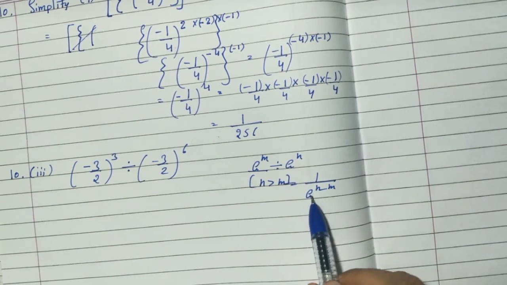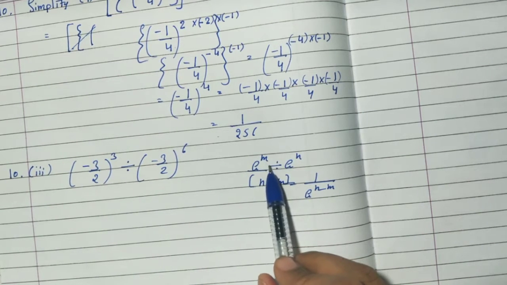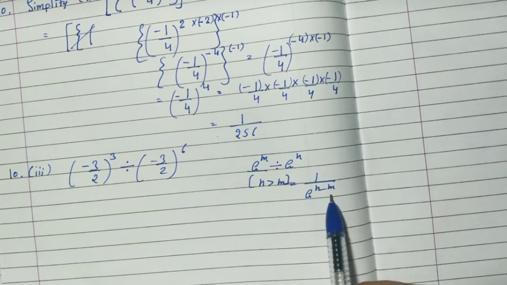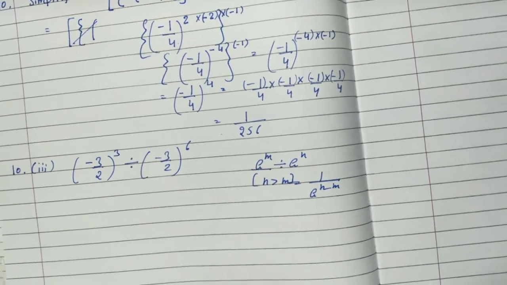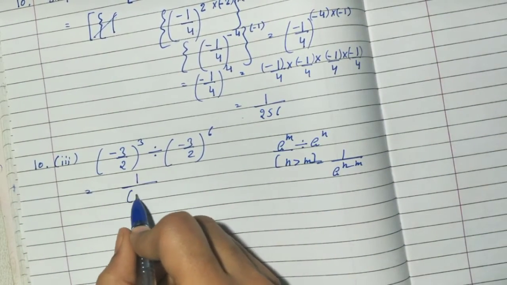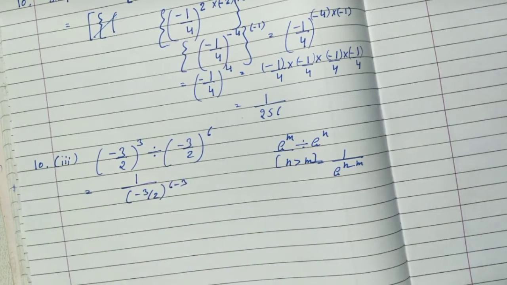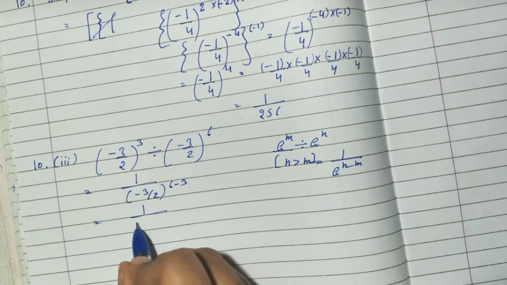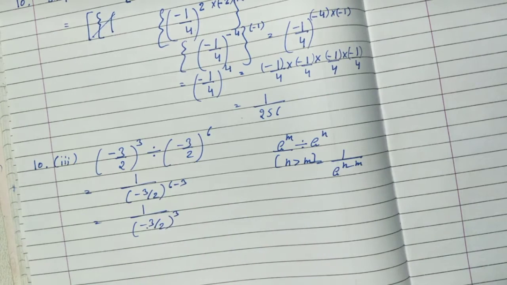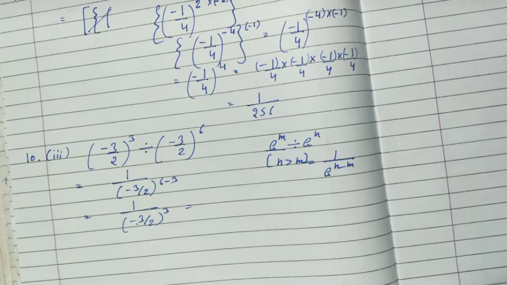So it will be equal to 1 by a raised to power n minus m. If m is greater, then it is a raised to power m minus n. But right now n is greater, so we'll take it as 1 by a raised to power n minus m. Now 1 by (-3/2) exponent 6 minus 3. You can write it as 1 by (-3/2) having exponent 3, since 6 minus 3 is 3. So we will take its reciprocal.